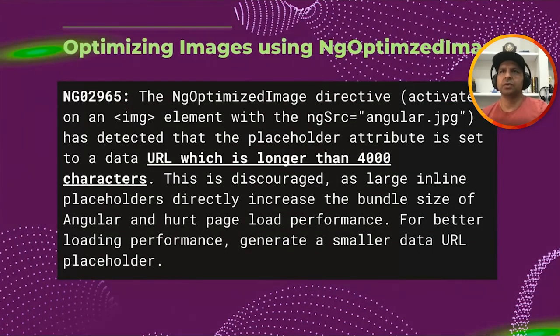So one thing you want to keep in mind is that the base64 image should be kept small. And again, you will otherwise get an error like this. It's very detailed. When your base64 is larger than 4 kilobytes, then you will get an error. So Angular recommends to keep your base64 smaller than 4 kilobytes or 4,000 characters. Okay.